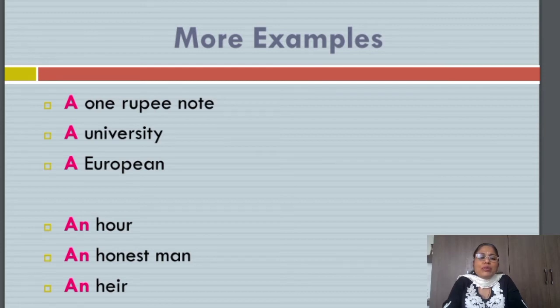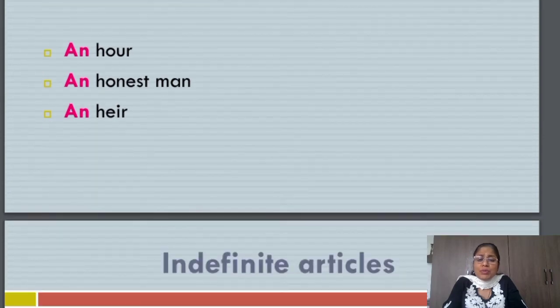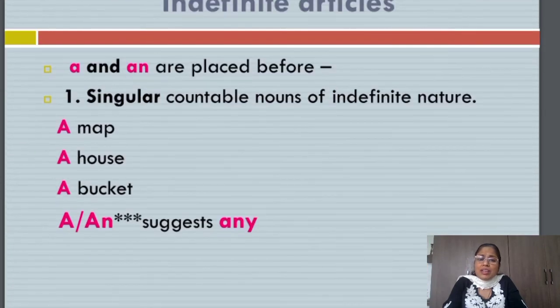But the spelling of hour, honest and heir, they all have H in it, but in all three cases the H is silent. So the pronunciation is an hour, an honest man, an heir. These are the unusual usages. So we need to be very careful when we select a or an in front of the words that we want to use. Let me teach you indefinite articles first.